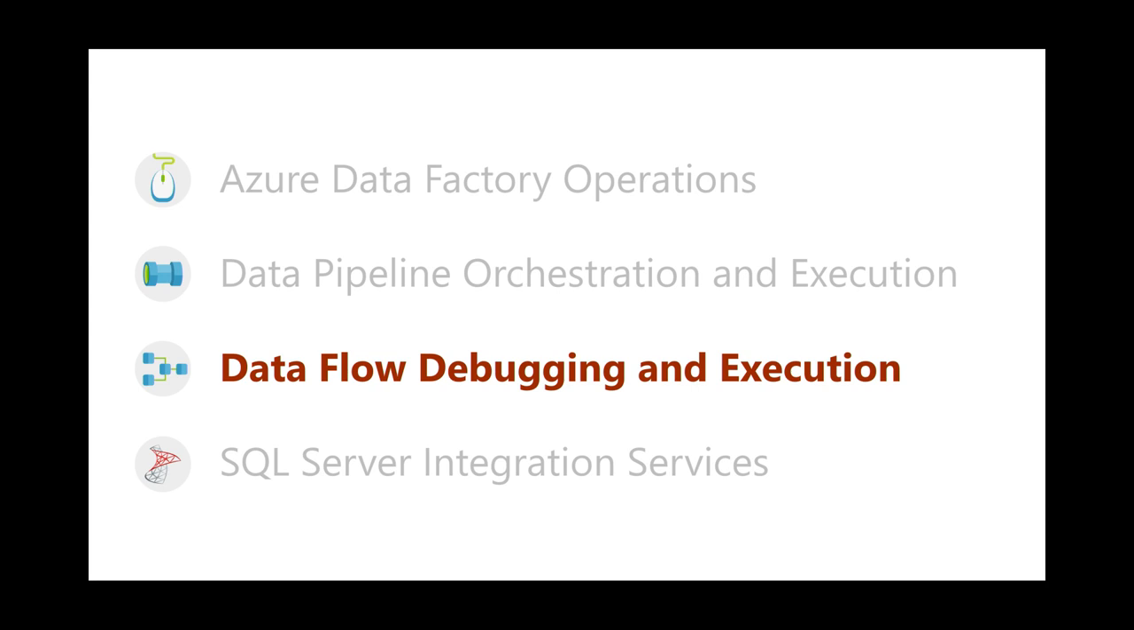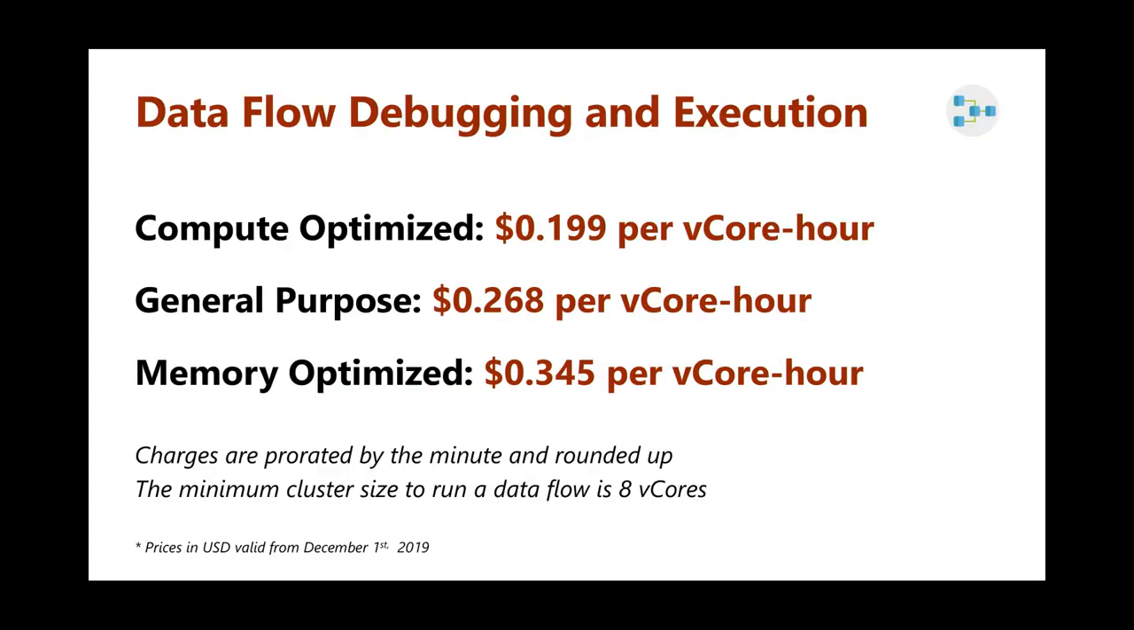The third part is around the data flow debugging and execution. And this is a new feature. It became generally available about a month ago. So right now, the pricing that you see on screen will not go into effect until December 1st, 2019. So for the remainder of November, they still have the preview pricing, which is about half the cost of what you see on here. But for most people who are working with this, this is what it's going to be in general availability pricing. And this is a different pricing model again.